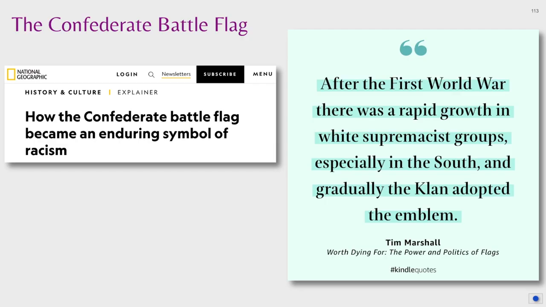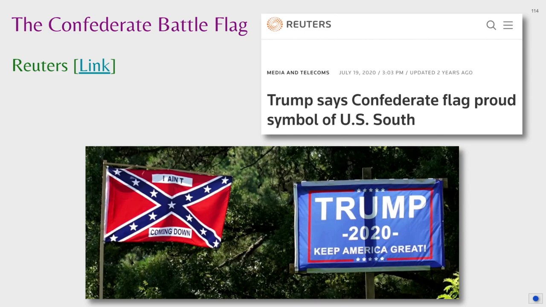After the First World War, there was a rapid growth in white supremacist groups, especially in the South, and gradually the Klan adopted the emblem. Donald Trump still refuses to recognise it as an offensive symbol. Anyway, let's have a look at how to design a good flag.